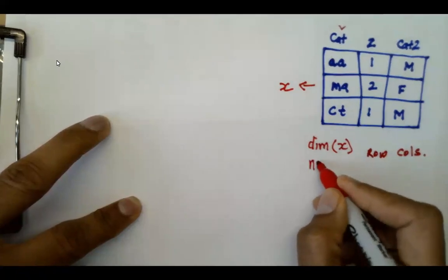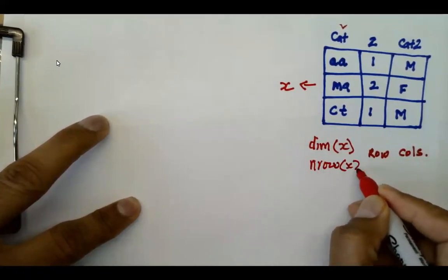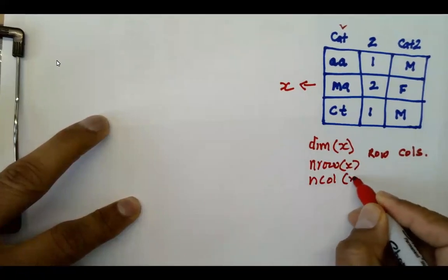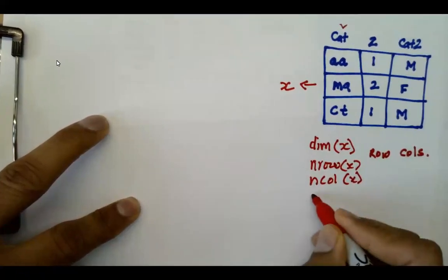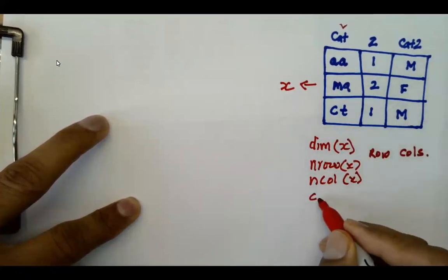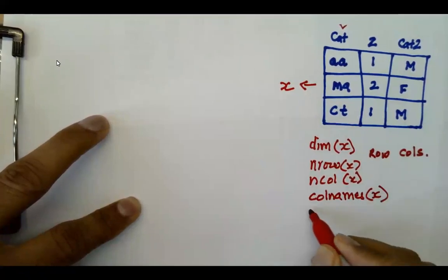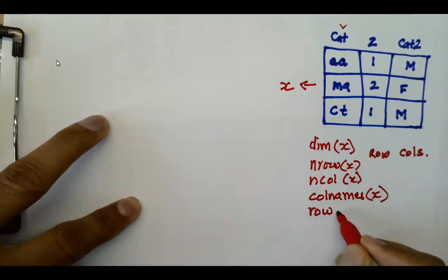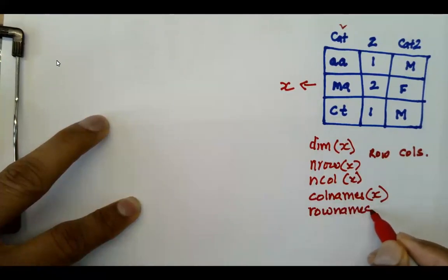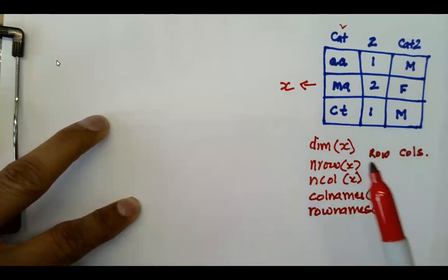We can also do nrow, which is going to tell us the number of rows of x. You can say ncol for the number of columns of x. And if you want to get the column names, we can simply say colnames of x. Similarly, there are also row names. In this table right now, we don't have any row names associated with it, but we'll look into how to assign row names to a particular data frame.